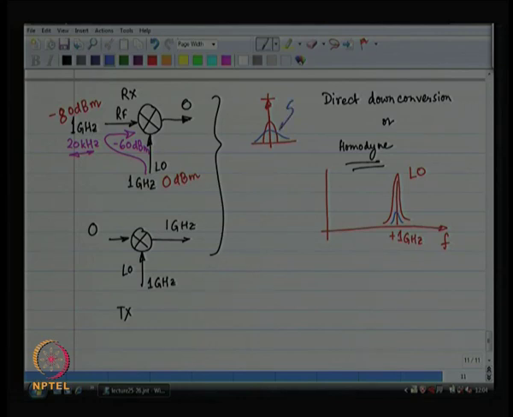So, your phase noise is going to get squared by itself because of the mixer, and it is going to spread all over your signal. So, this can prove to be a disaster as far as your design is concerned. So, what do you have to do about your design?